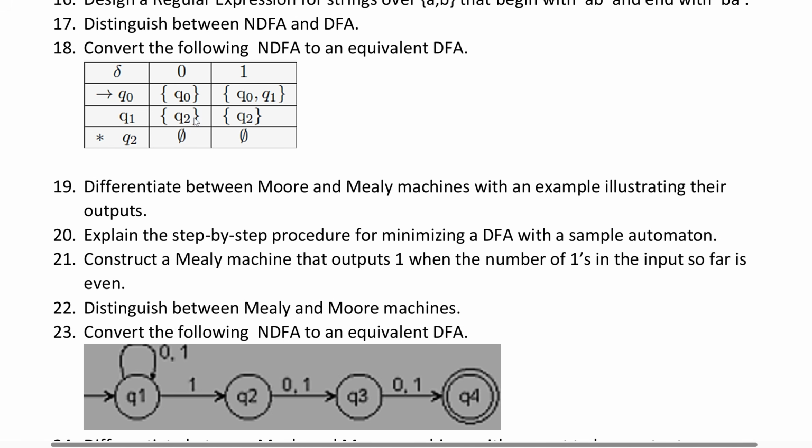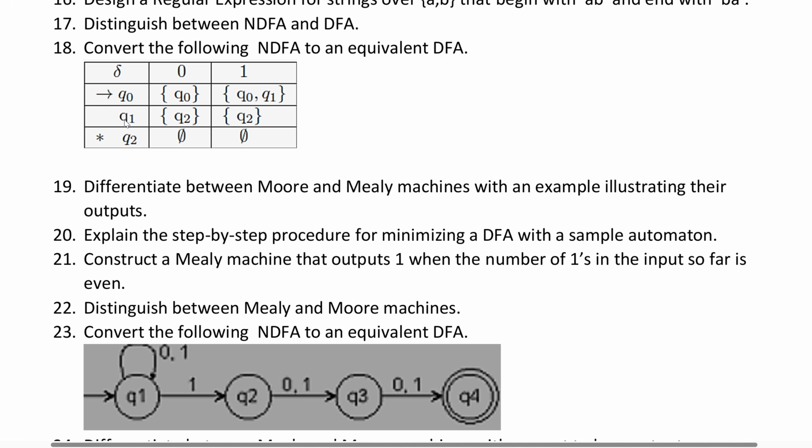Star means Q2 is the final state. It has been given in the problem. Now, how to convert this? You can tell that this is an NFA because when we apply the input symbol 1 on state Q0, we get multiple states as the next state, Q0 and Q1. That's why it is an NFA, as I already explained to you. Now, how to derive a DFA from it?